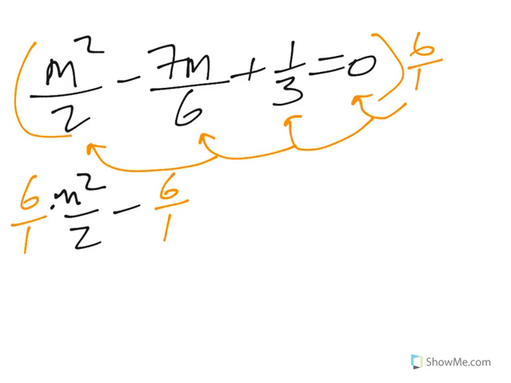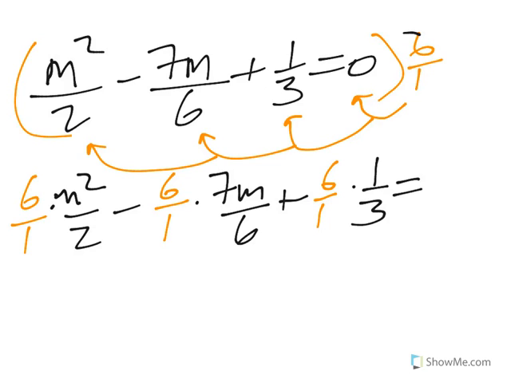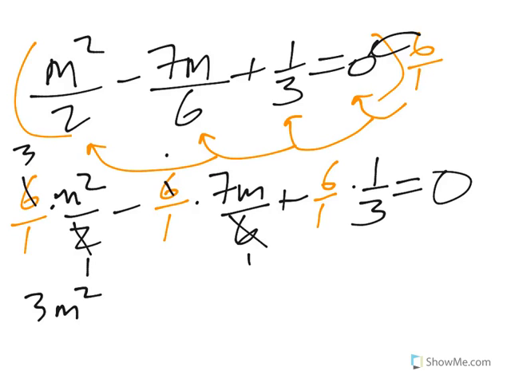6 times 7m over 6, the 6's will simplify, and finally 6 times 1/3, and careful, 6 times 0 is 0, so nothing's happening over there. But as I look at this, 2 goes into 2 one time, 2 goes into 6 three times, 6 goes into 6 once, and 3 goes into 6 twice.